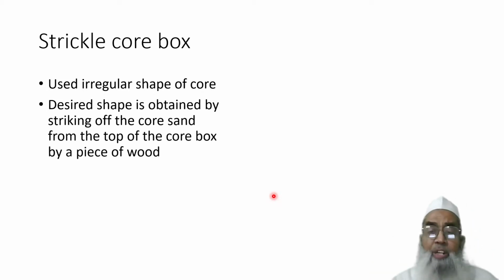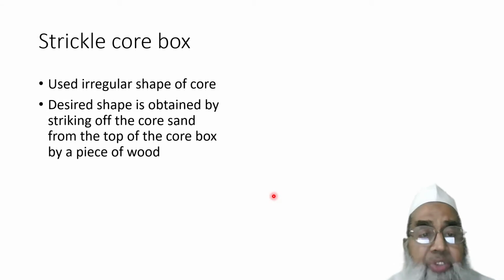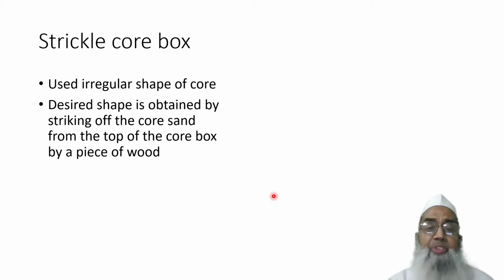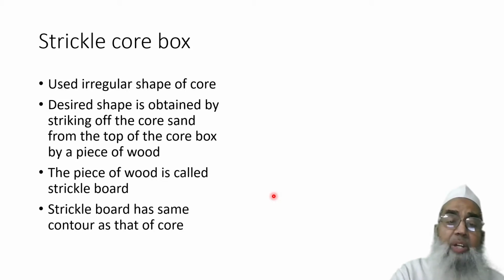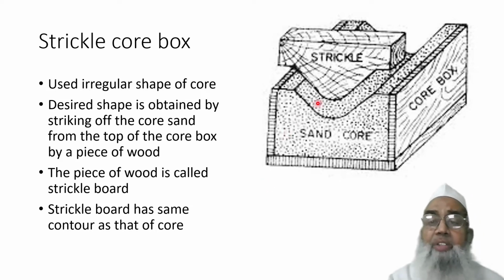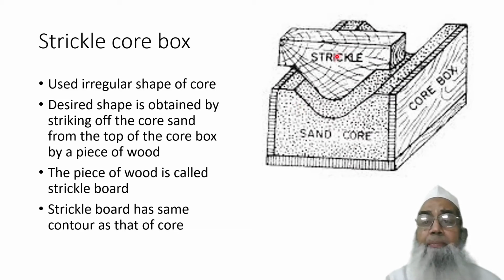Therefore what we do, the desired shape can be obtained. We fill the core box with sand, we pack and ram it, and with the help of a stickle, a piece of wood, we strike the excess material out, and then we can have the contour of the core as over here. Now this is the core box filled with sand, and we strike out the excess material. Now we can have the desired core.